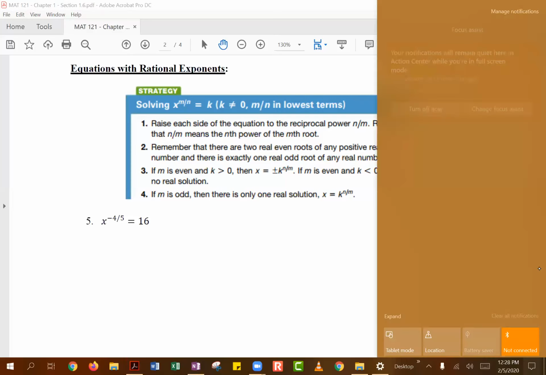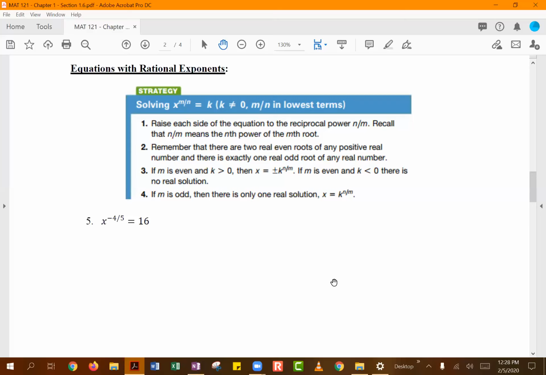So look at our example 5 over here. You've got x raised to the power of negative 4/5. So you can see my numerator value 4 is an even number, right? Which means you are looking at step 3 where you are going to end up getting one positive and one negative answer, and in this case. And let me show you why that happens. So number 5.